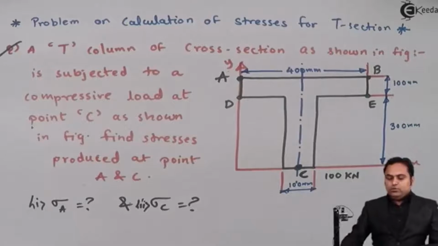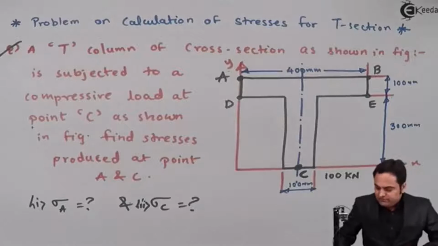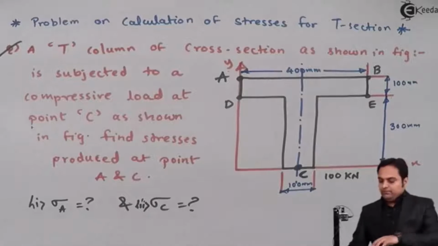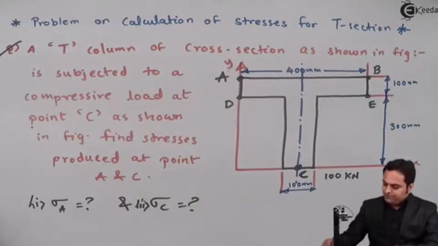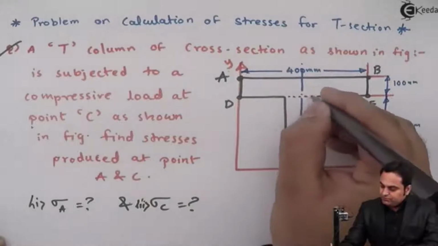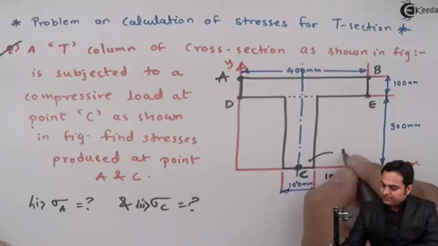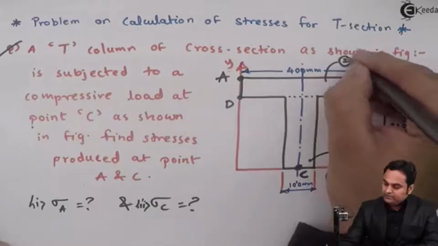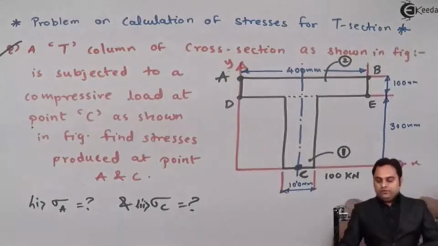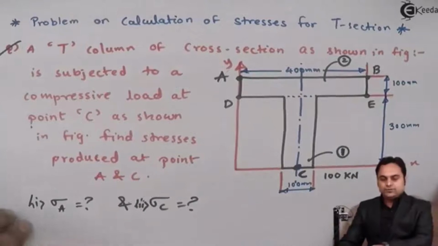So these two questions are there which we have to solve, and for that purpose, for the T section which is given, simply divide this into two rectangles. This would be rectangle 1 and here we have rectangle 2. Now starting the solution for this problem.